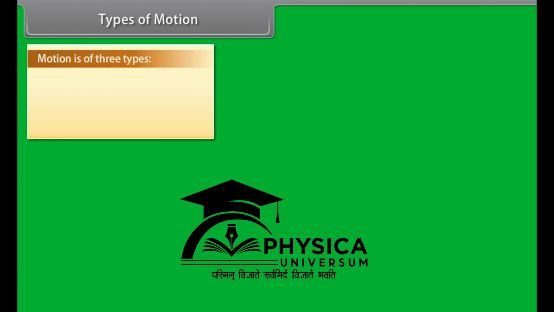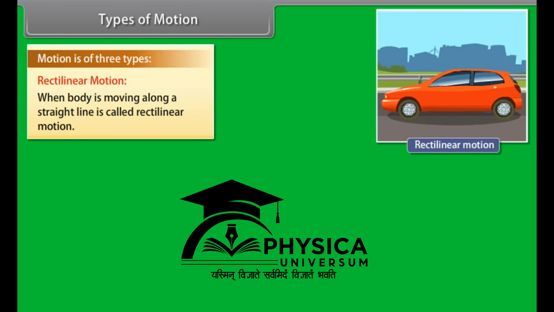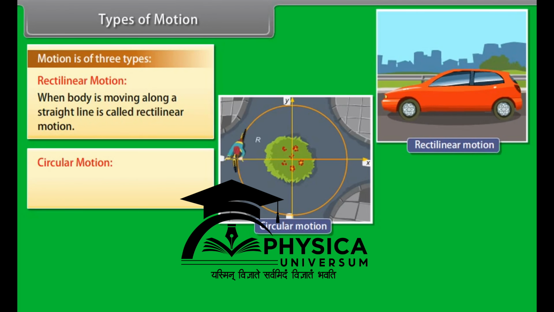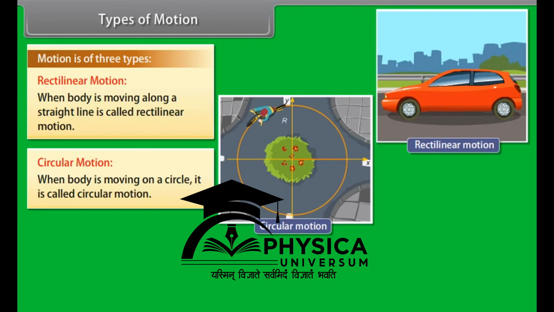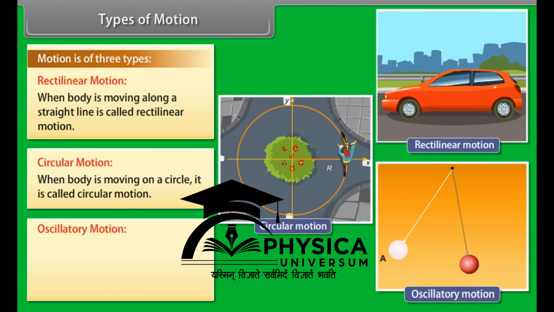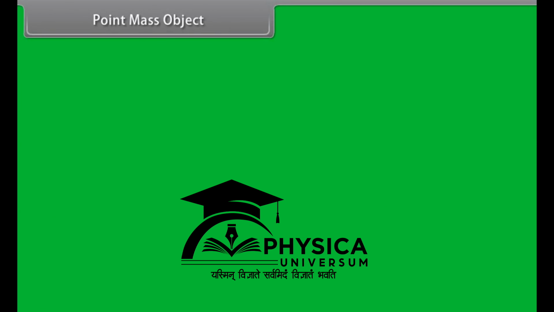Types of motion. Motion is of 3 types. 1. Rectilinear motion. When a body is moving along a straight line, it is called rectilinear motion. 2. Circular motion. When a body is moving on a circle, it is called circular motion. 3. Oscillatory motion. The to and fro motion repeatedly about a fixed point in a definite interval of time is called oscillatory motion.